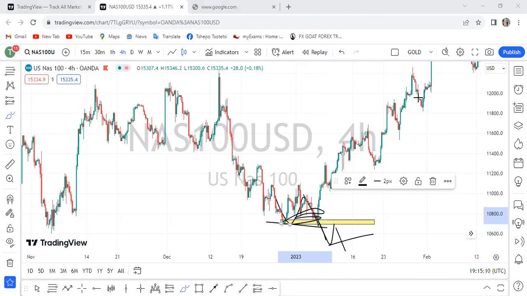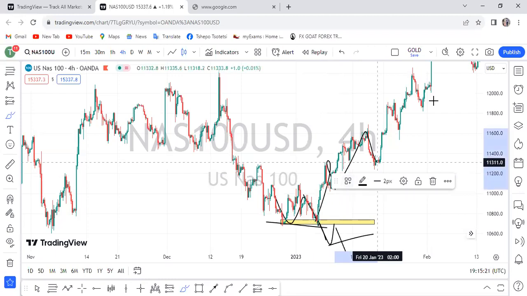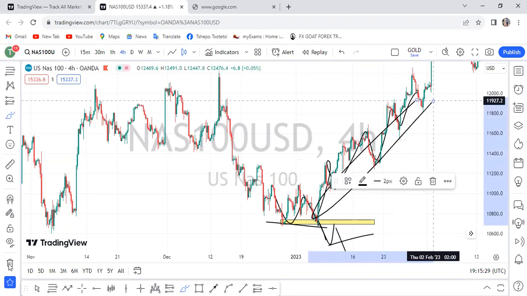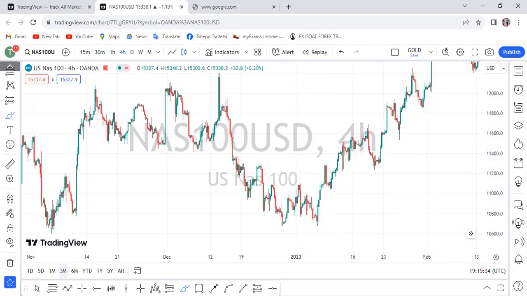From here, we can start to see the market made what? A higher high, came back, made a higher low, higher high, higher low, higher high, higher low, higher high, higher low. So this shows that we're in a bullish trend, because the market is making higher high and higher low. You still with me, guys? When we are in an uptrend, the market is making higher high and higher low.